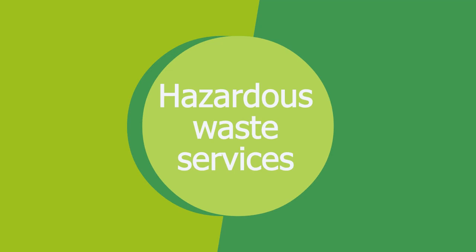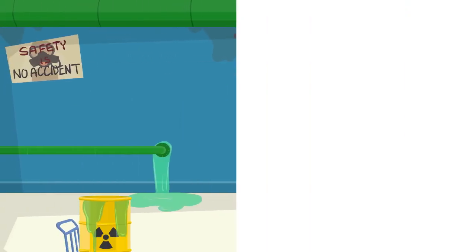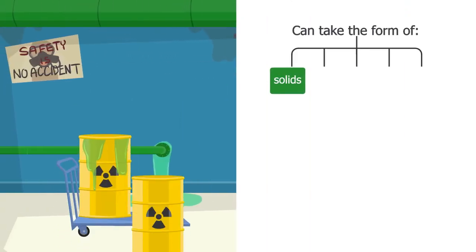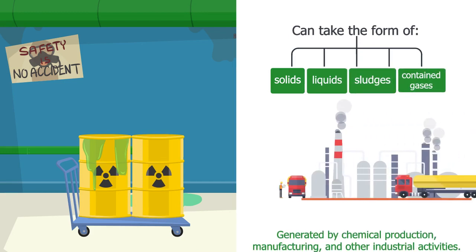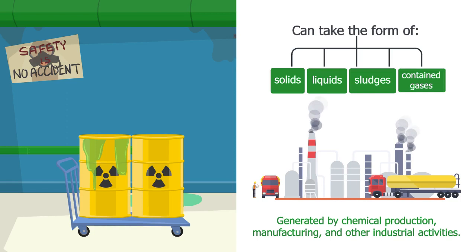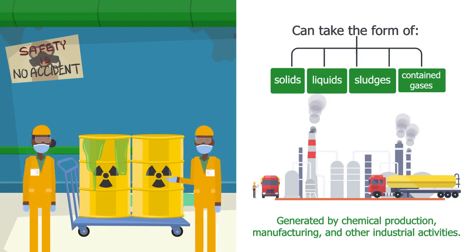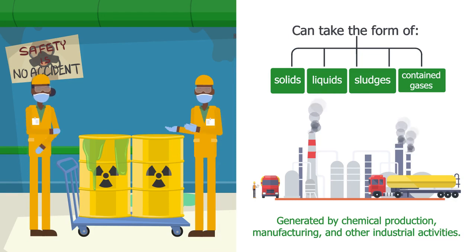Hazardous waste services. Hazardous wastes can take the form of solids, liquids, sludges, or contained gases, and they are generated primarily by chemical production, manufacturing, and other industrial activities. Green entrepreneurs can take to exploring the various forms of hazardous waste management methods.